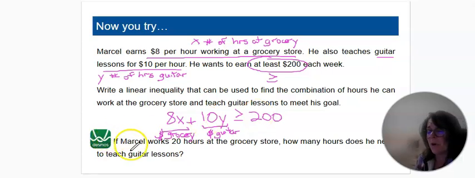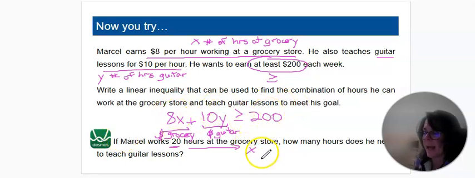In Desmos, we're going to figure out that if Marcel works 20 hours at the grocery store, that's our X, how many hours does he need to teach guitar lessons? So we're going to make 20 our X. And we'll look in Desmos by putting this inequality in there and figuring out what Y will be. Go ahead and try that now and then come back and check your work.